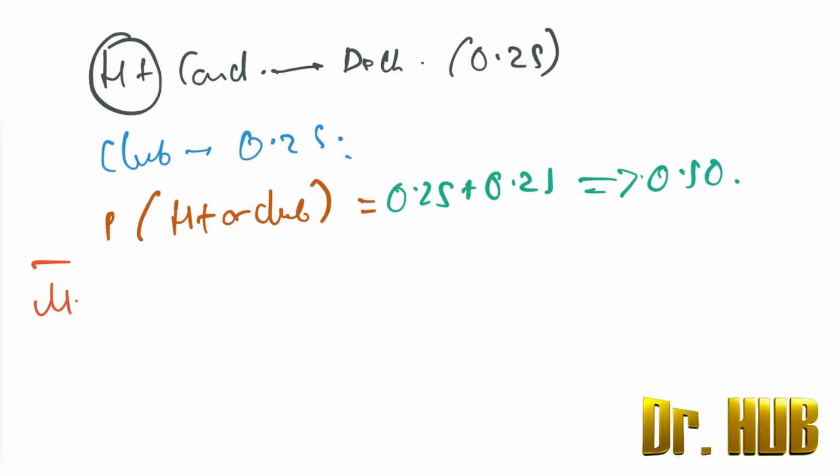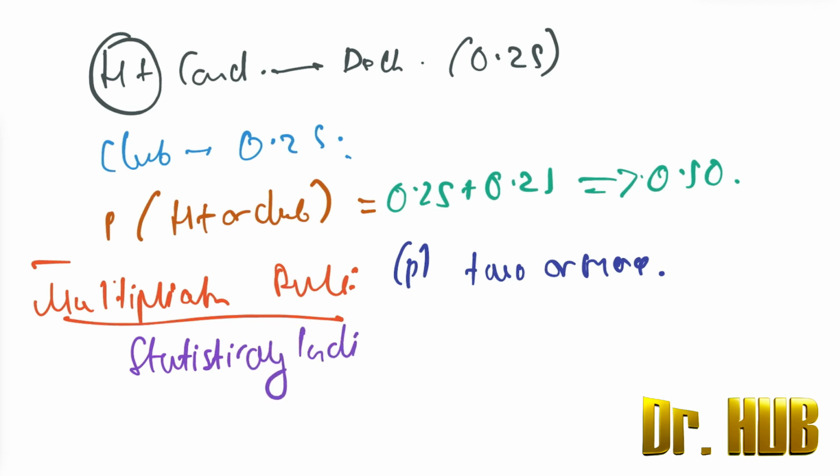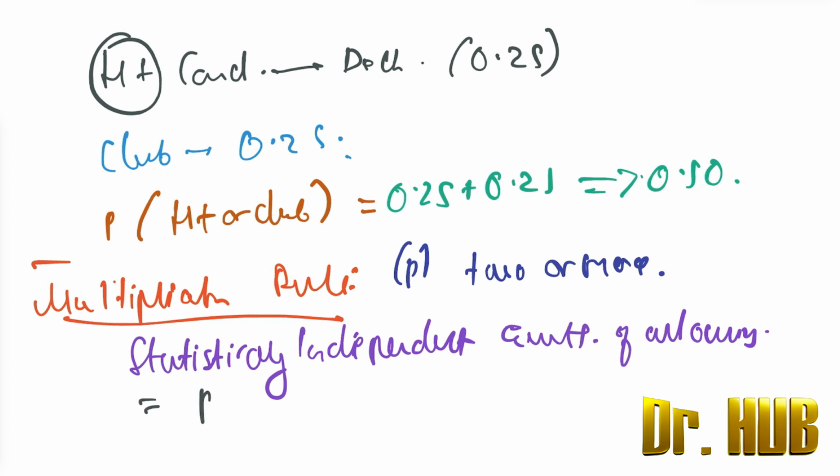Next comes the multiplication rule. As per the multiplication rule, the P of two or more statistically independent events all occurring is equal to the product of the individual probabilities.